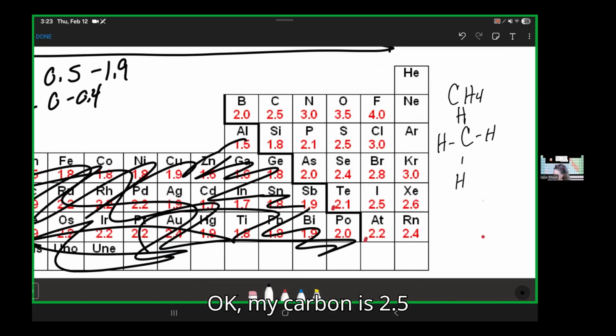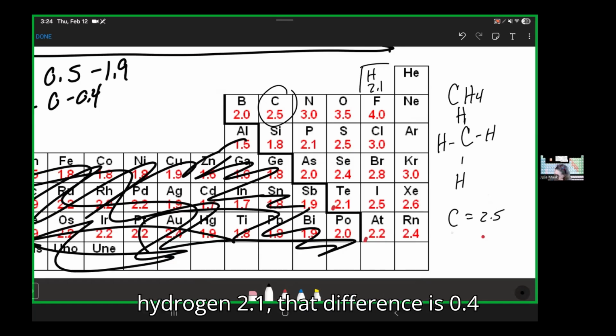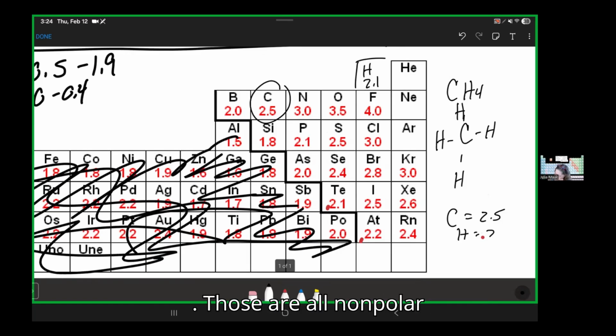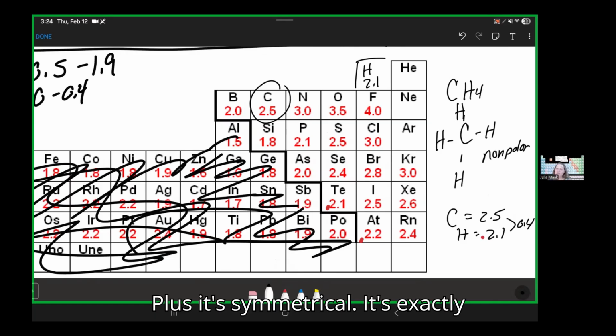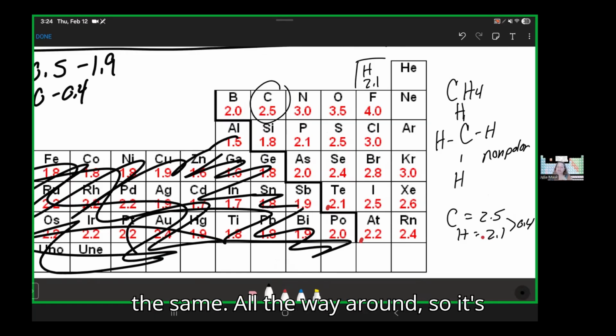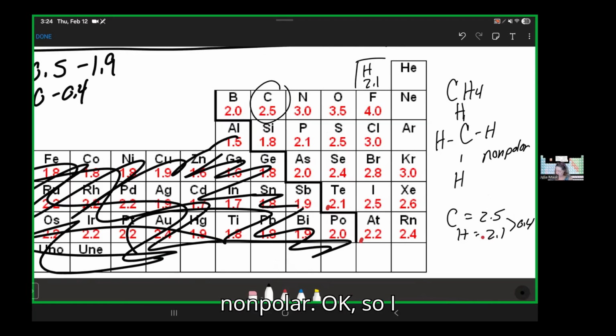Okay, my carbon is 2.5 and my hydrogen is 2.1. That difference is 0.4. Those are all nonpolar bonds. That's a nonpolar molecule. Plus it's symmetrical. It's exactly the same all the way around, so it's nonpolar.